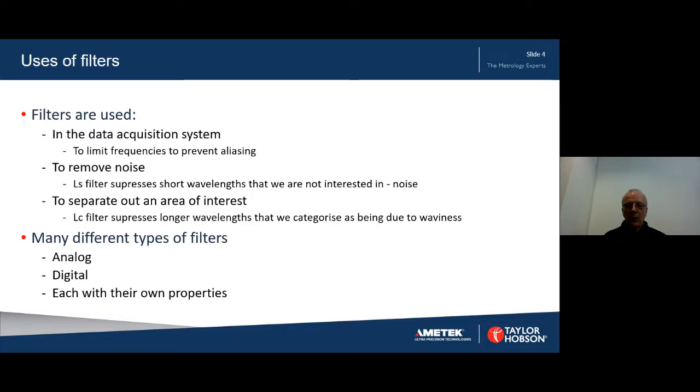There are many different types of filter that can be implemented in different ways, which might be through analog electronics or implemented in software as digital filters.